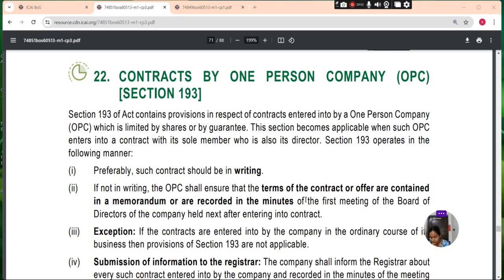Submission of information to the registrar. The company shall inform the registrar about every such contract entered into by the company and recorded in the minutes of meeting of its board of directors. This shall be done within the period of 15 days from the date of approval by the board.